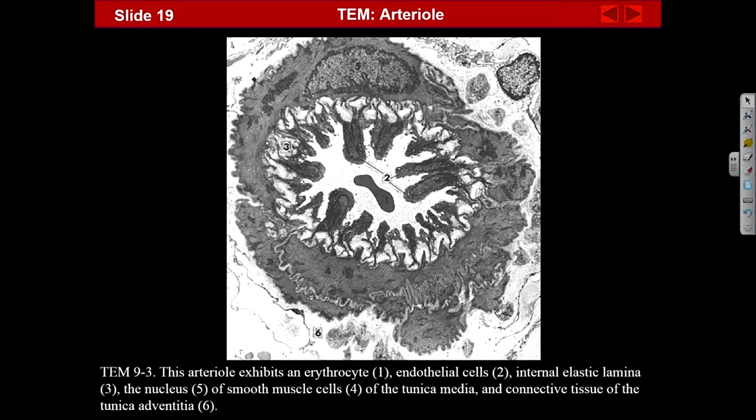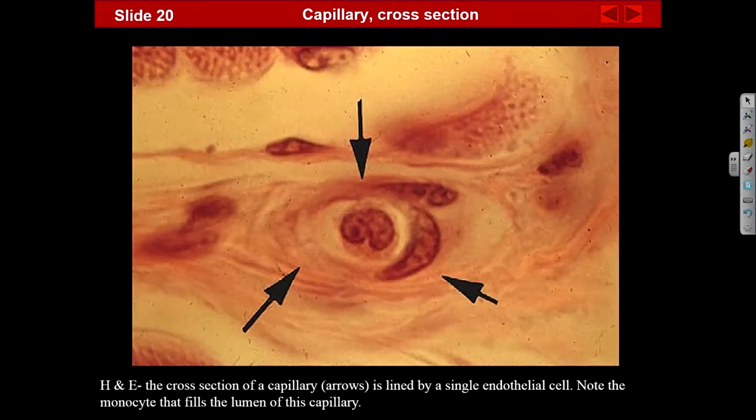Here's another arteriole in electron microscopic view. 1, 2 layers of smooth muscle. It's an arteriole. Okay, capillary. No smooth muscle. And look at that cell in there. If you didn't read what it is at the bottom, you would know that that's a monocyte, right? Because there's not anything else, and the shape of the nucleus is kind of weird. So that would make it a monocyte.